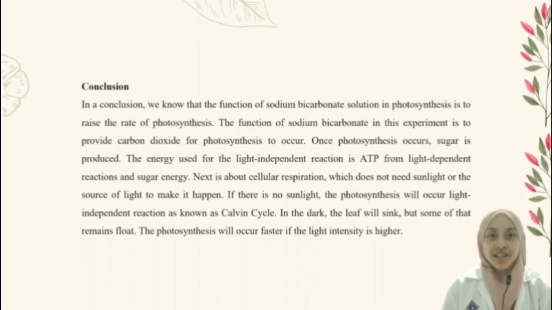Next is about cellular respiration, which does not need sunlight or a source of light to make it happen. If there is no sunlight, the photosynthesis will occur in the light-independent reaction, also known as the Calvin cycle. In the dark, the leaf will sink, but some remain floating. The photosynthesis will occur faster if the light intensity is higher.